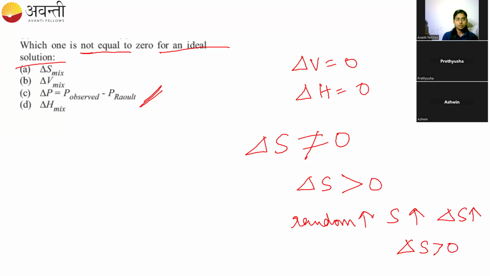So delta S mix is not equal to 0 for an ideal solution. Okay, it's a very easy option. A is the correct answer. Option A is the correct answer for this question. Okay, now coming to the next question.